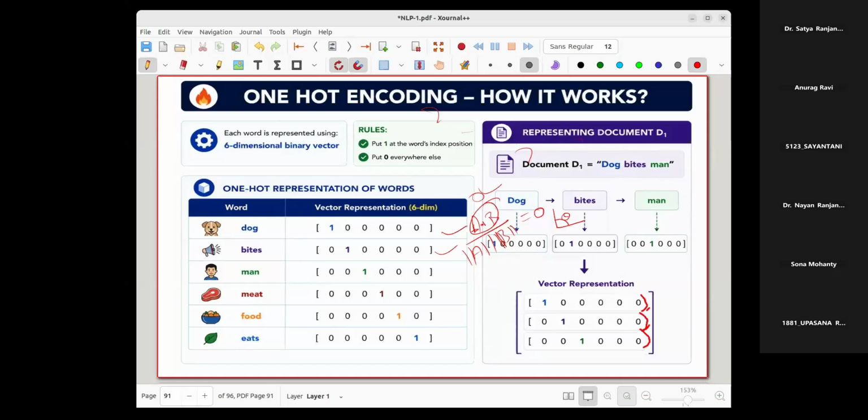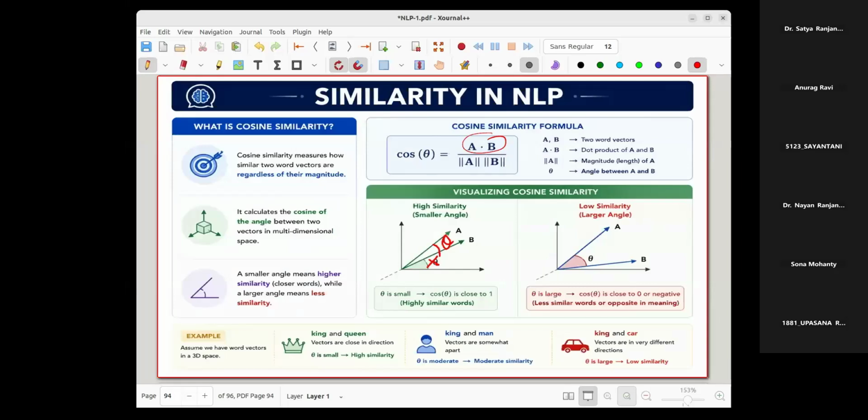Is there any doubt in today's class? Anyone has any question? Okay, so I think there is no question. So let's go and do the answer.